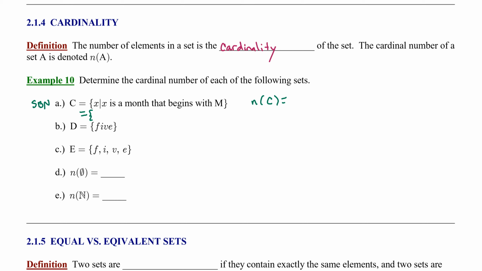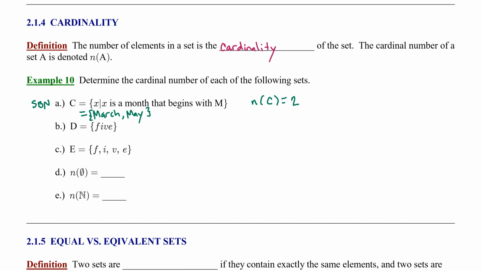Let's think of all the months that begin with M. January, February, we can start with March, April, May, June, July, August, September, October, November, December. I think that's it. So it looks like the cardinal number of set C is 2 because it only contains 2 elements.